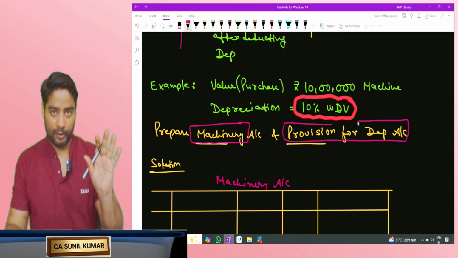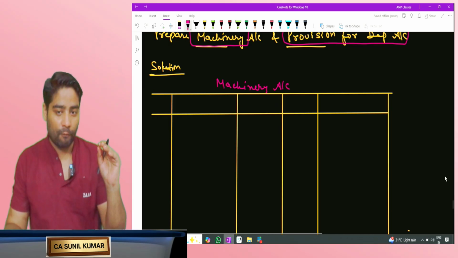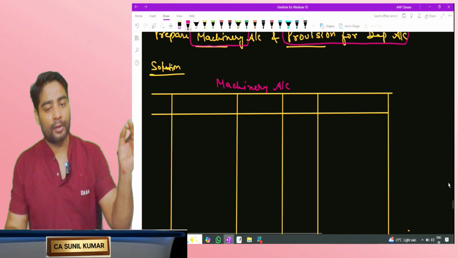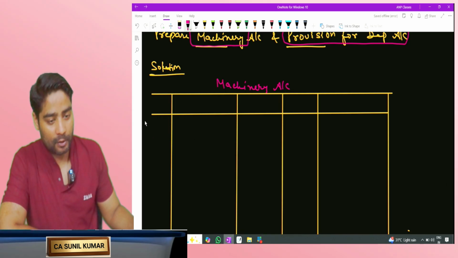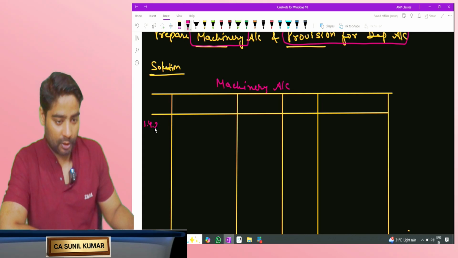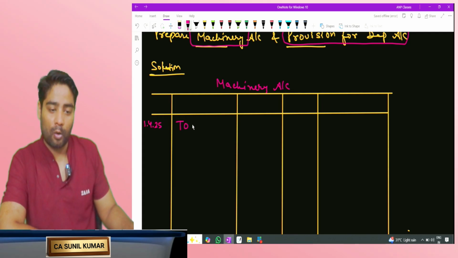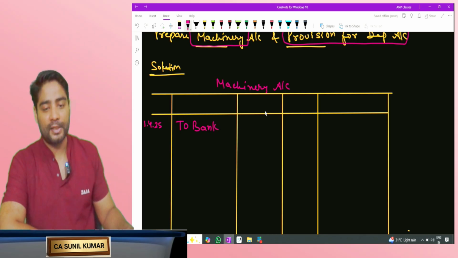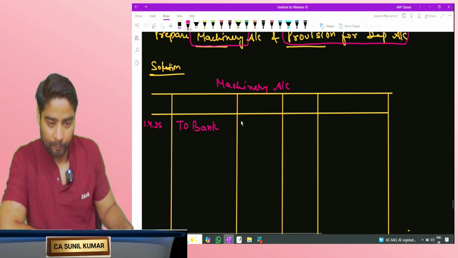Now, listen carefully. Now, first of all, when we purchase the machine, what will be the journal entry? Sir, the journal entry will be the same. That is, machinery account debit to bank. On 1st April 2025, let's suppose we purchase the machinery. So in the machinery account, we will write to bank. This is the entry for purchasing the machine. And what is the value of machine? Sir, the value of machine is 10 lakh.